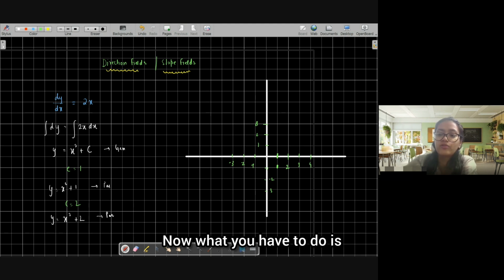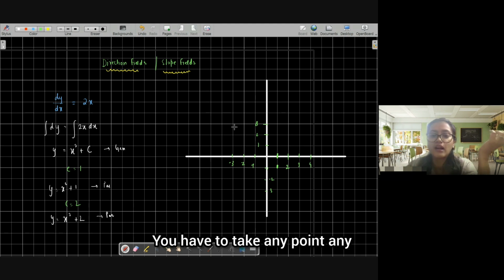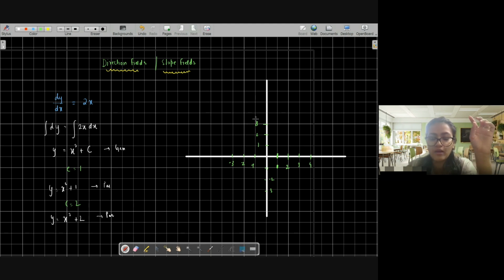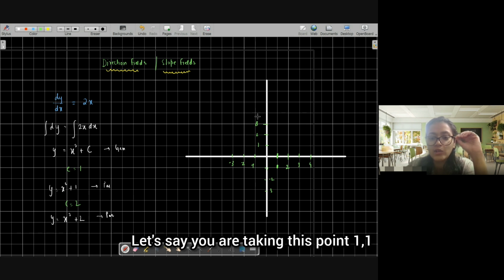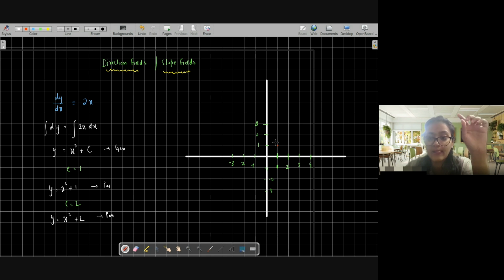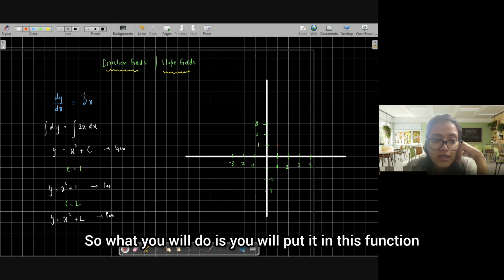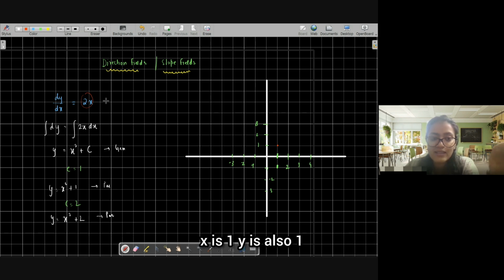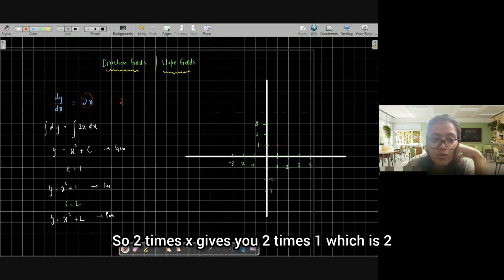Now what you have to do is take any random ordered pair. Let's say you are taking the point 1, 1. At 1, 1, the x value is 1 and the y value is also 1. You put it in this function: x is 1, y is also 1. So 2 times x gives you 2 times 1, which is 2.